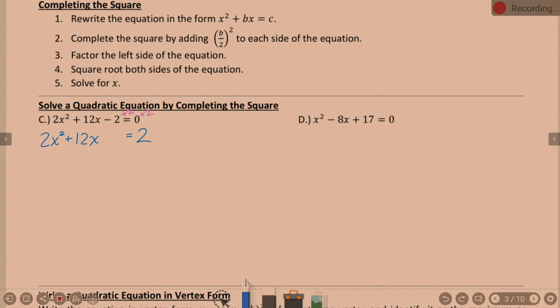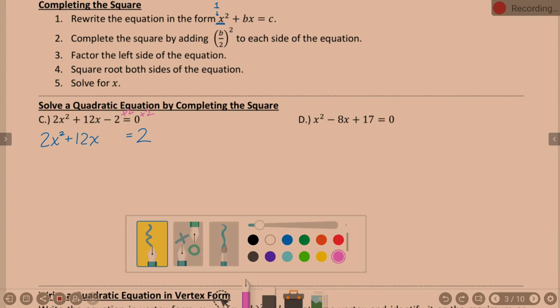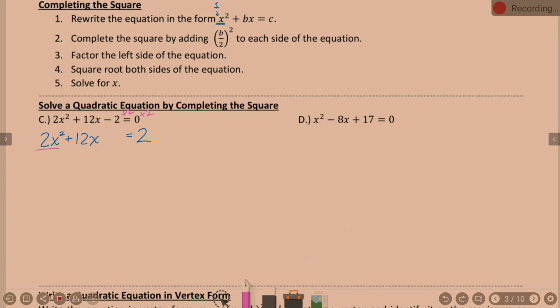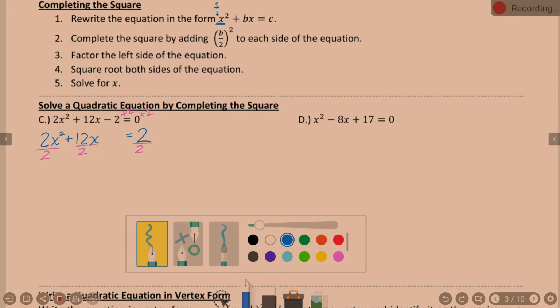Am I done with step 1? No, because? You have to divide by 2. Yeah, it has to be divided by 2. This just says in the form x squared. There's no a value, which means the number that has to be there is a 1. So, in order to get rid of that number in front of the x squared, we're going to divide by it. If we divide that term by it, you're dividing all terms by that a value.